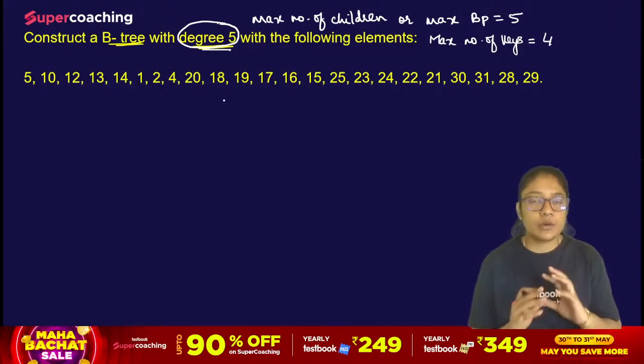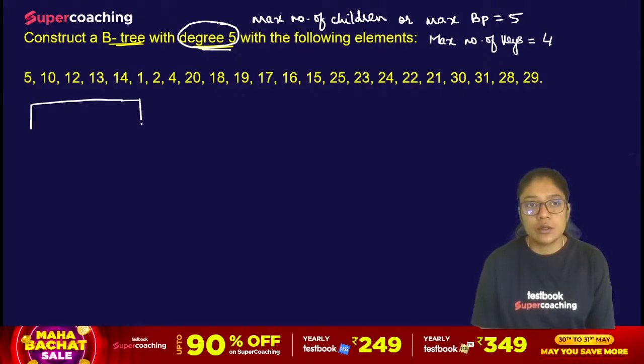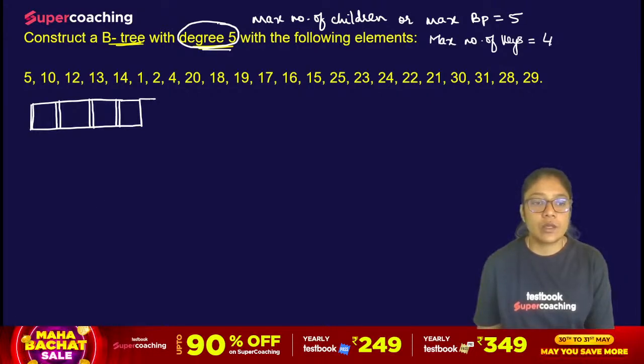Initially the tree is empty, tree में कोई भी node नहीं है, तो हम first node से creation start करेंगे. All the elements within a node should be in the ascending order. We can store maximum of 4 keys. Since this is the first tree, I'm drawing it properly. So we can store 4 keys. Okay, so take the first element, that is 5.